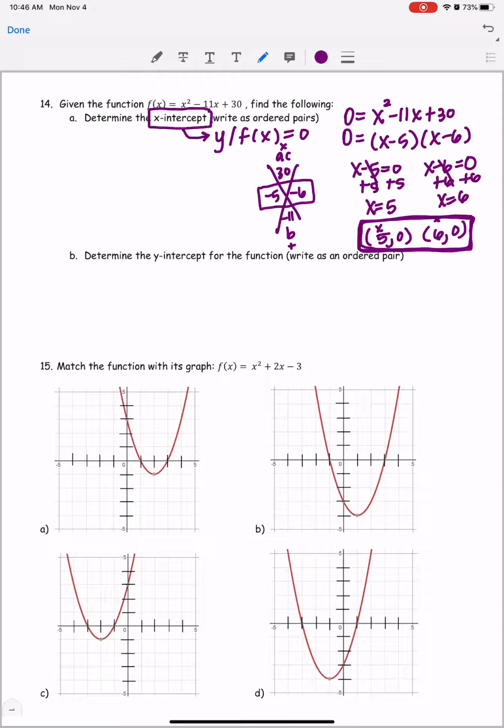B says determine the y-intercept for the function. Write as an ordered pair as well. Y-intercepts are the easy ones. That's when you let x equal 0.